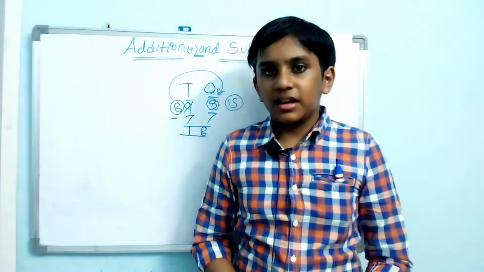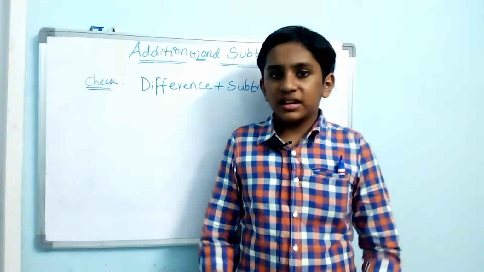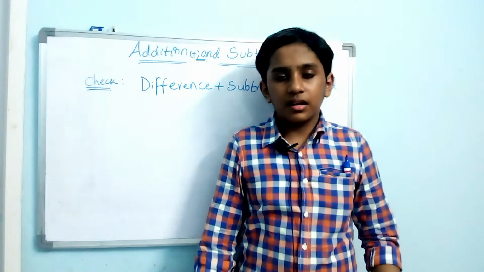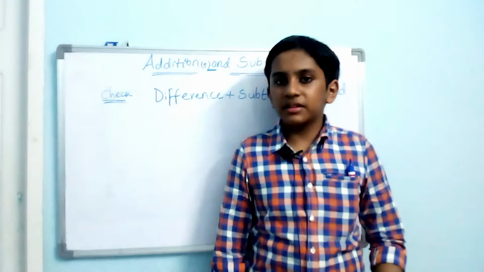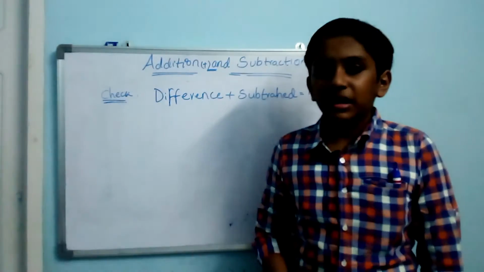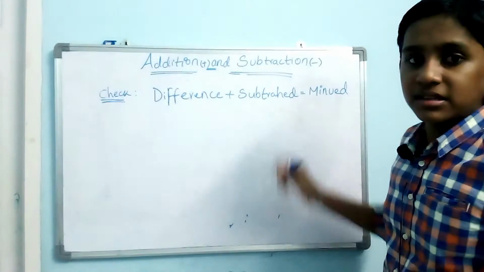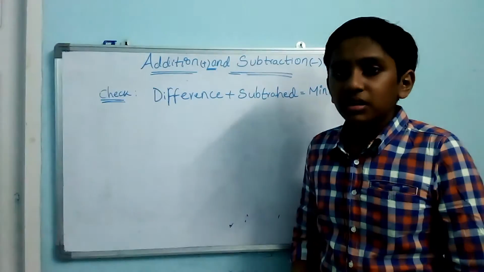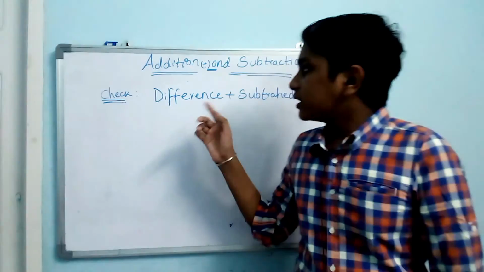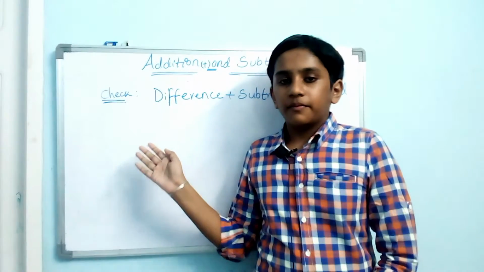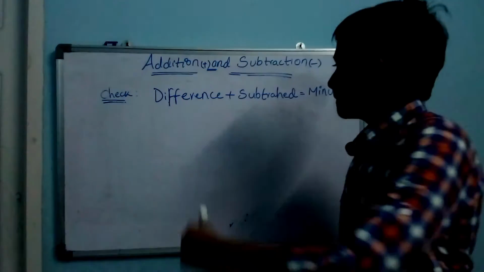Now let's do checking in subtraction using addition. My friends, now let's learn checking in subtraction using addition. My friends, in the last class we discussed that minuend is a bigger number and subtrahend is a smaller number. And the solution of subtraction is called the difference. My friends, let's do one check problem. We are going to check one problem in subtraction using addition.